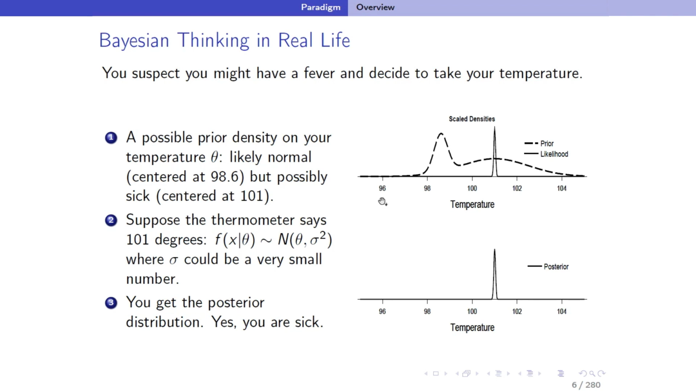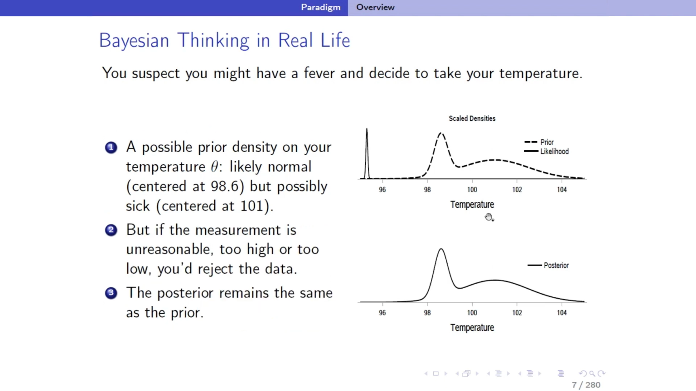Now you take a measurement from a thermometer, and the thermometer says 101 degrees. So this is your likelihood. The data is generated by something unknown, theta, and hopefully the thermometer is fairly accurate, so it's probably normal, centered at the true value, with a small standard deviation or variance. You put the two together, and then you get your posterior, and then you are sick. So you do that, and this is what Bayesian thinking in real life does.